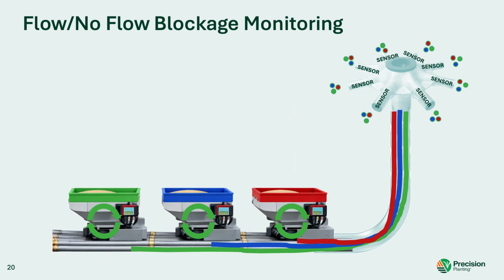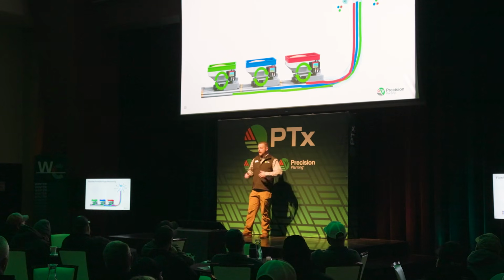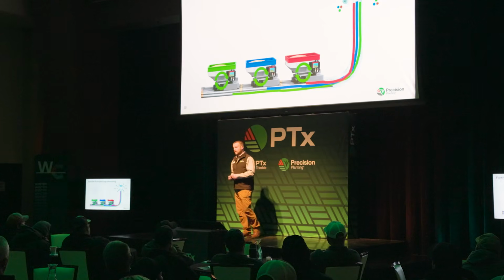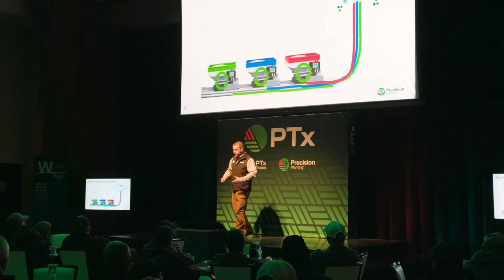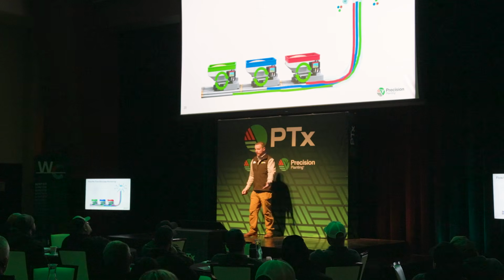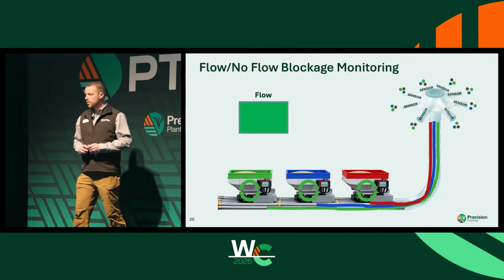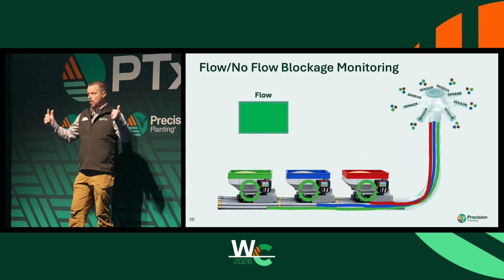Now, I only have one tower represented because I'd have had to draw a lot more dots and it would have got a lot busier. So primary is into my secondary tower. At my secondary tower, then I've got sensors, right? These sensors are there to detect flow and give me information and feedback. So if everything is working correctly, my meter is spinning, it's actually dropping product into the stream, it's coming through the secondary through the sensors. My no flow blockage system tells me flow.